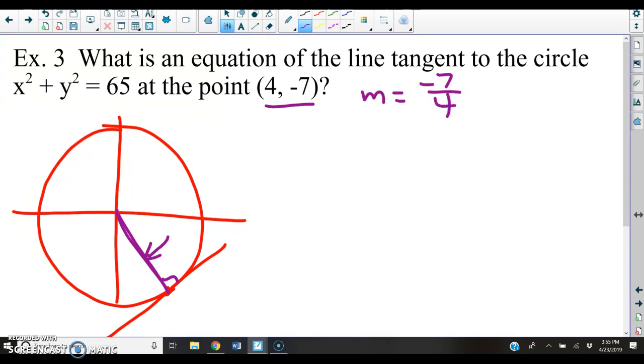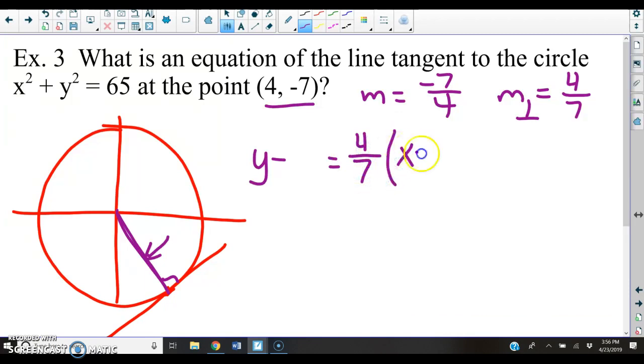The slope of the perpendicular, my tangent line, is going to be the opposite, so positive, and reciprocal, so 4 sevenths. So the equation of the line that I'm looking for would be y minus equals slope. Now this is the tangent, so it's the perpendicular. x minus, and now I have to put in my point. So this is y minus negative 7, so plus positive 7, and x minus 4. I'm done. That's the equation.